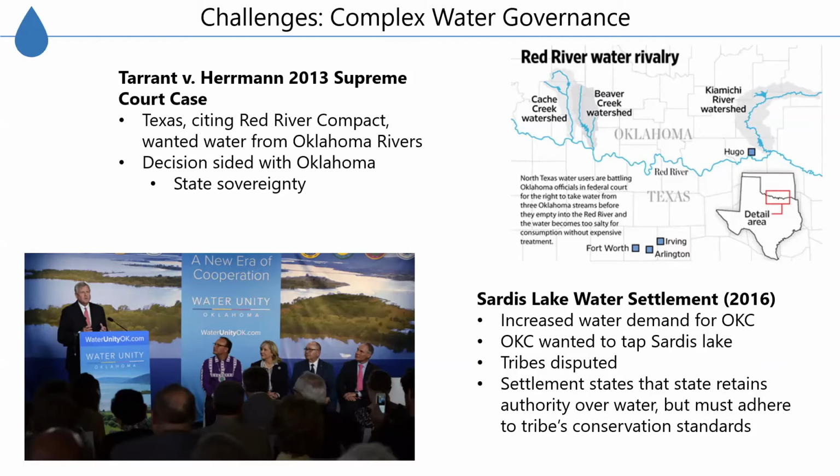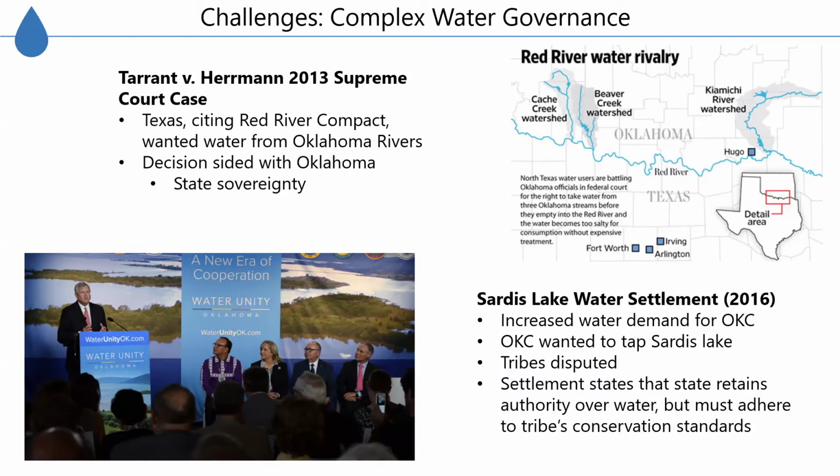It was basically Texas versus Oklahoma. Texas wanted to take some water from some rivers that were fully in Oklahoma, basically saying that the water in the main stem of the Red River is too salty. And they cited the Red River Compact, which basically sets out like some equal share of the water between all the states in the basin. But the decision from the Supreme Court sided with Oklahoma, stating basically state sovereignty to the water within its political boundaries.